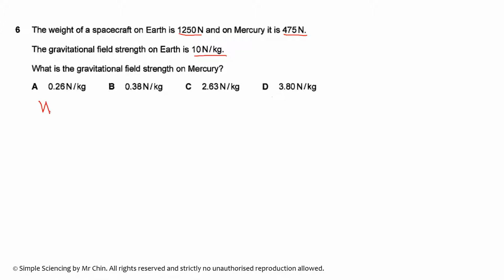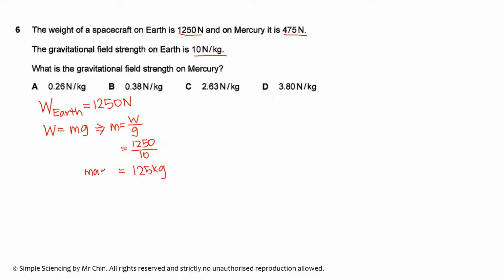Firstly, the object on Earth has a weight of 1250 newtons. So we have the GFS on Earth, which is 10 newtons per kg. We can find the mass using the formula W equals mg. By rearranging this formula, we get m equals W over g, and W is given to be 1250, g is 10. Calculate this, you get 125 kilograms. This is the mass of the object.